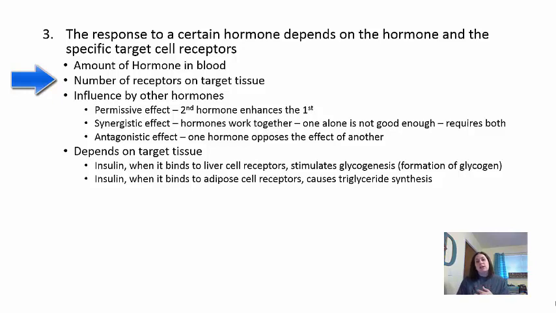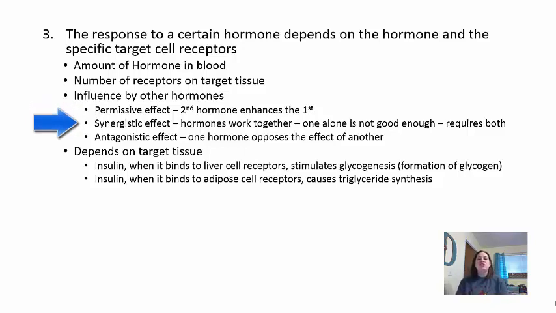We can also see there is influence from other hormones. Now this is a really important concept because some hormones can't work on their own and other hormones are actually against another one. So when we look at this, there's going to be what we call permissive effect. Permissive means that the second hormone enhances the first. The first hormone could work on its own, but it's not going to be as good unless the second hormone is there giving it permission to do a better job, okay, pushing it to do a better job, all right? And so it enhances the effect of the first.